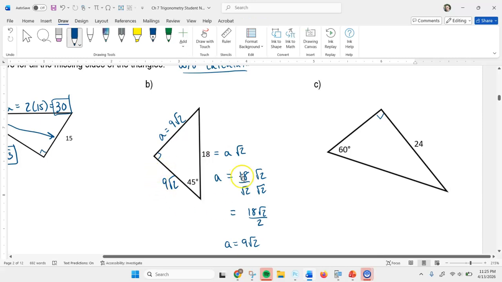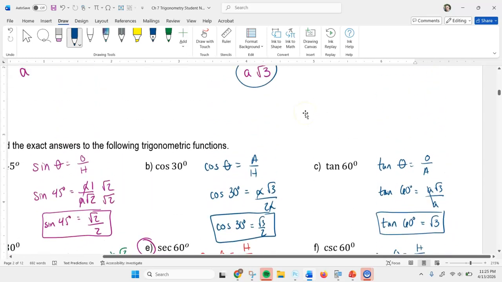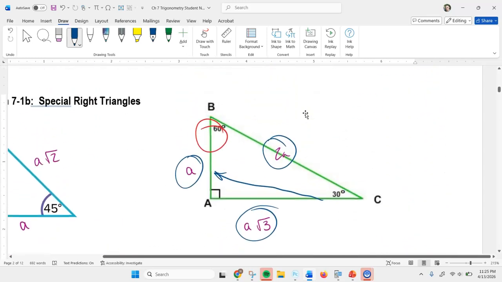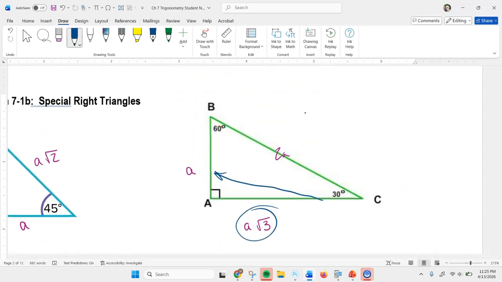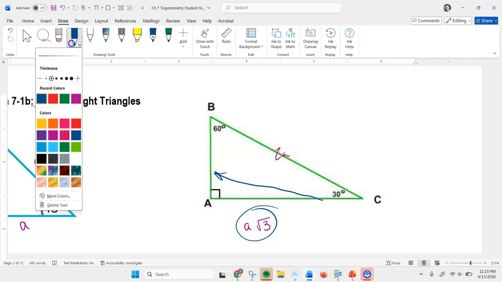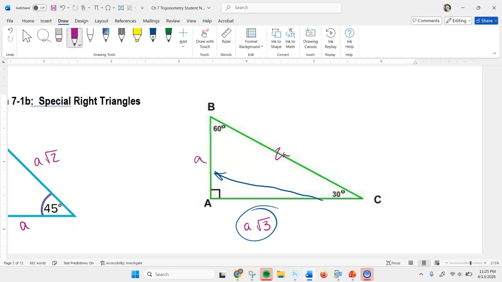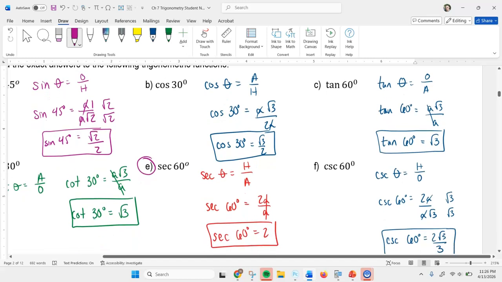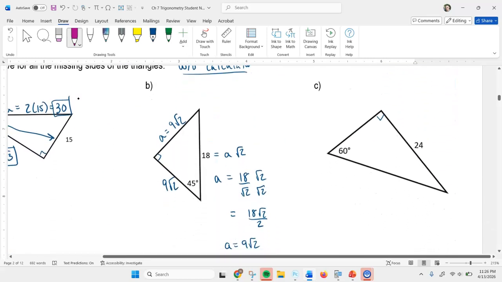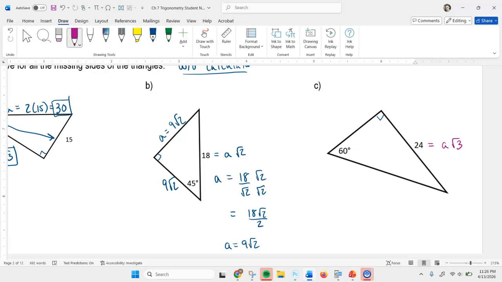So when we're looking at letter C here, 24 is across from the angle that's 60 degrees. So now we're dealing with the side opposite the 60 degrees. So that's the side that's going to be a root 3. So what we're going to do is take the side that's 24 and say that's equal to the side that's a root 3. So what I want you guys to do is solve for a.